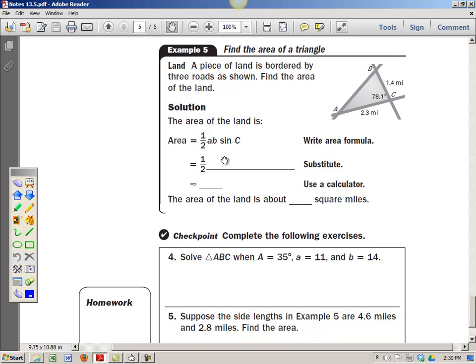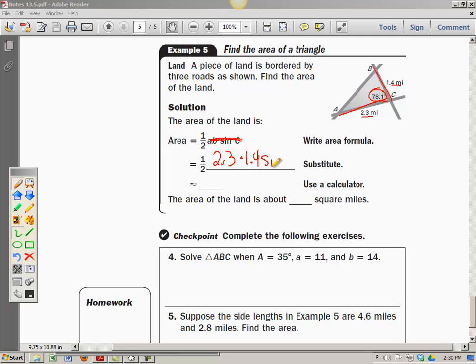And let's look at an area example. It says find the area of a triangle. A piece of land is bordered by 3 roads as shown. Find the area of the land. Okay, well, we have this as 78 degrees. We have this as 2.3 and 1.4. So I have the 2 sides and the included angle. So this would simply be, and again, I don't care about A's, B's, and C's, whatever, 1/2 times 2.3 times 1.4 times the sine of the angle in between, which is 78.1 degrees. We would plug all of that into my graphing calculator, and it comes out to 1.6. And so the area of the land is about 1.6 square miles. Okay, because again, these are in miles, and so the units are going to be in miles.